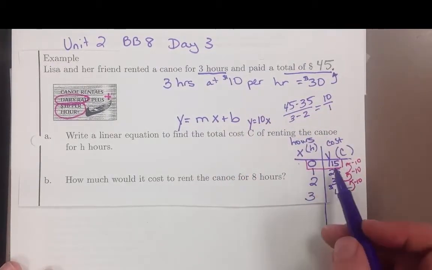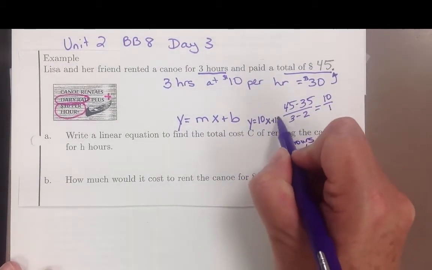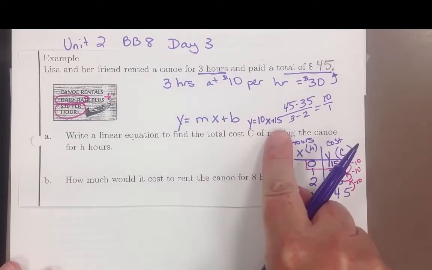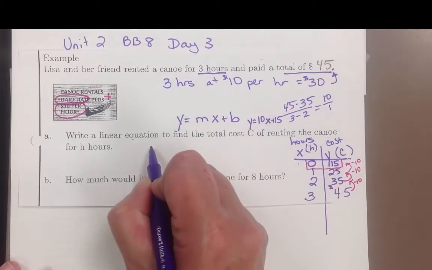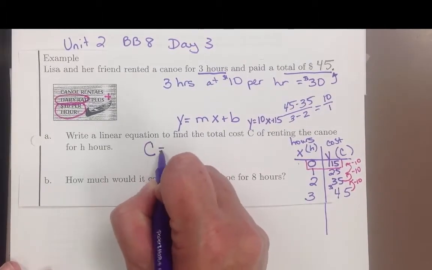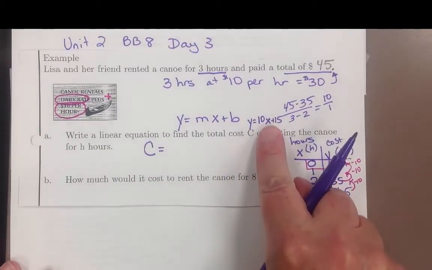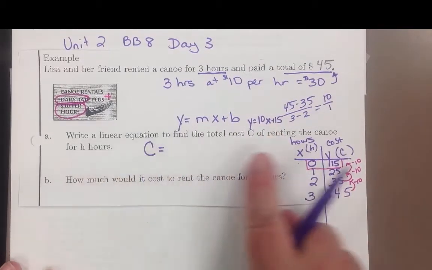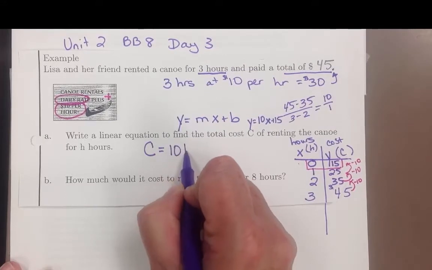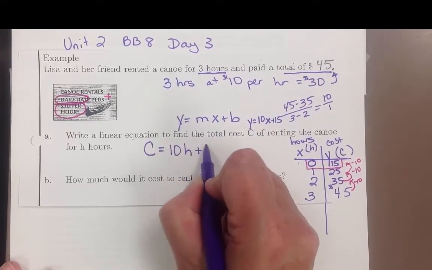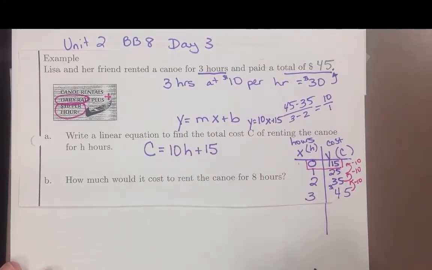What did we start out with? 15, so plus 15. Okay, so there it is in slope-intercept form, but they asked us to do it in relationship to C, the cost. So C will be, and all I'm going to do is just replace the x with an h, because that's what I said went together. So 10 times the number of hours plus $15 just for taking the canoe out is my equation. Okay, so then they ask us one last thing.